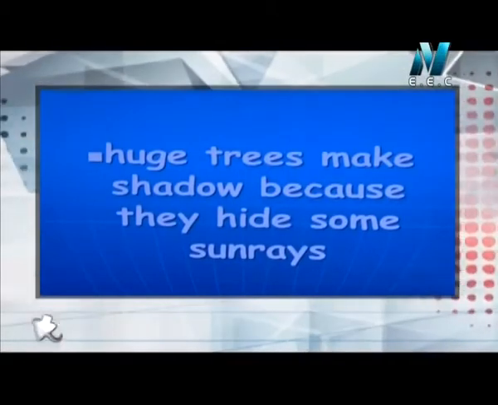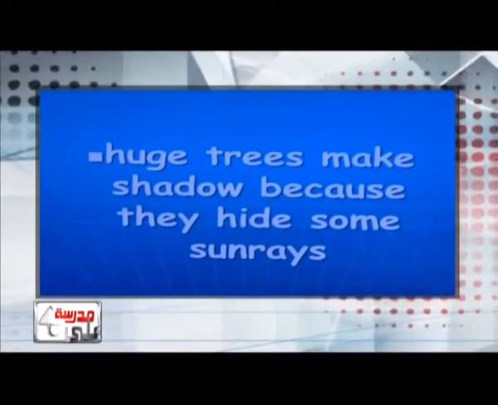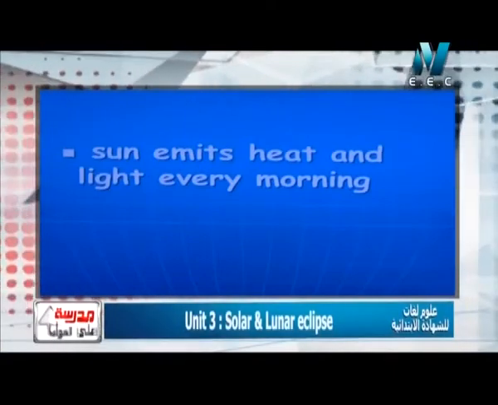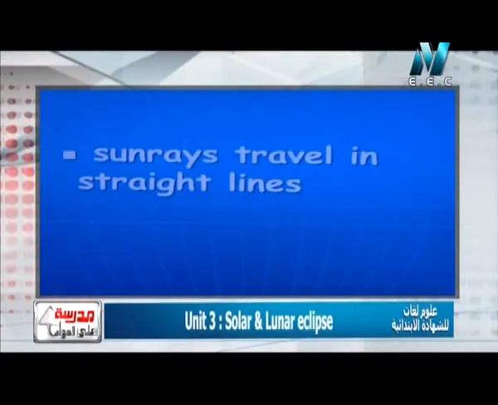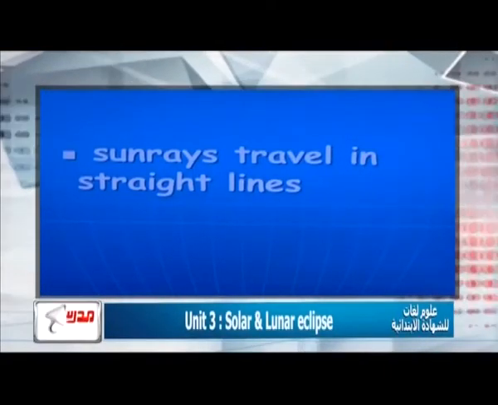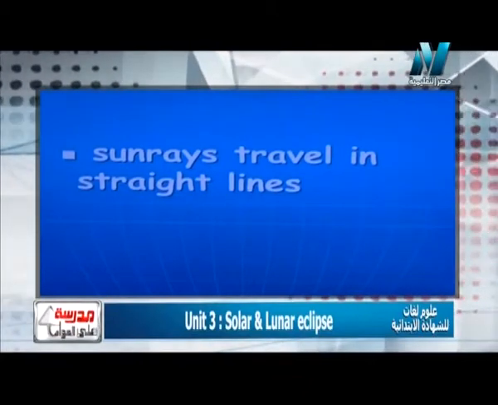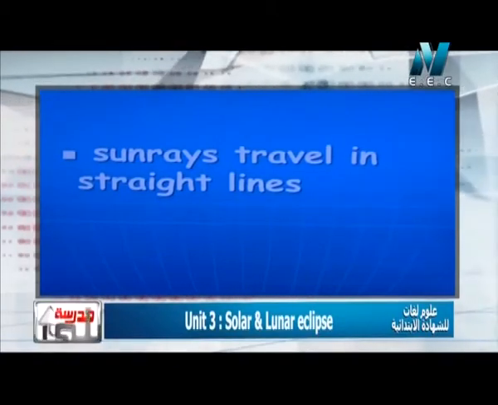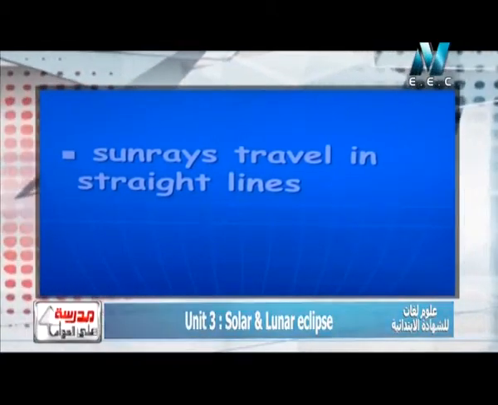We know that huge trees make shadow because they hide some sun rays. Huge trees, الأشجار الضخمة تعمل shadow لأنها بتحجب ضوء الشمس. Another information, sun emits heat and light every morning. Sun rays travel in a straight line, and all light travel in a straight line. All sunlight or all light rays travel in a straight line, as we have studied in primary 5.